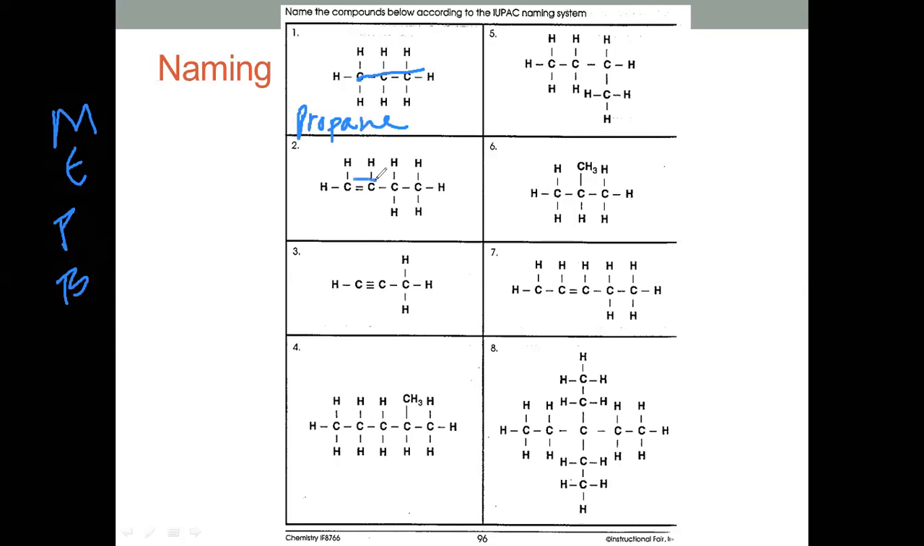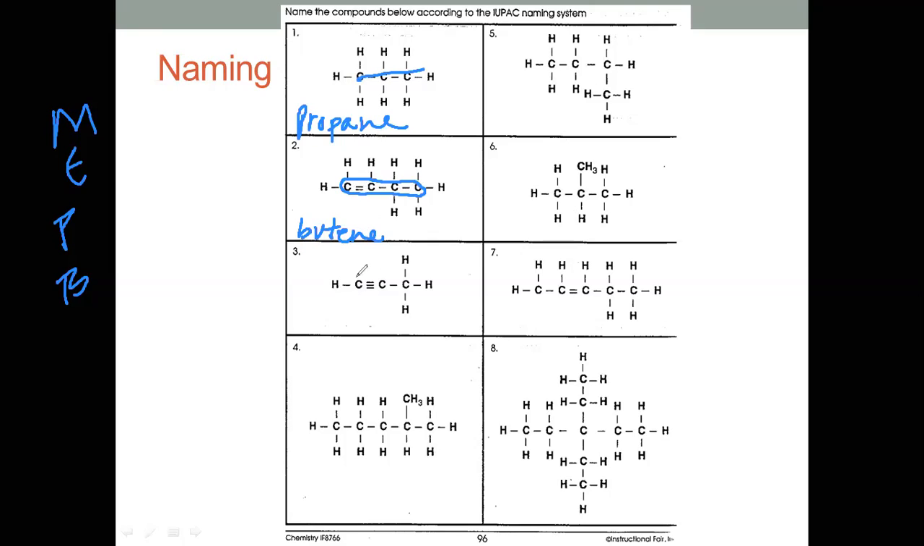Okay, in number 2, 1, 2, 3, 4. I'm not drawing a line through it only because I want to make sure I see that there's a double bond there. Okay, so since there's a double bond and there's 4, it's but and then the ene ending. I'm not going to put the 1 because I don't need to, because it's assumed that it would be on this first carbon if you put it in that spot. I suppose you can if you want.